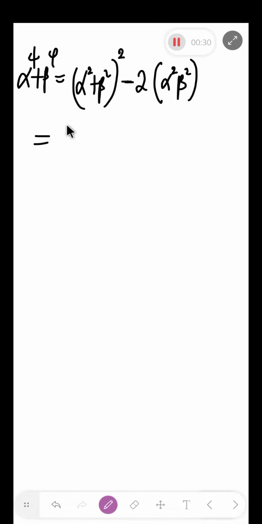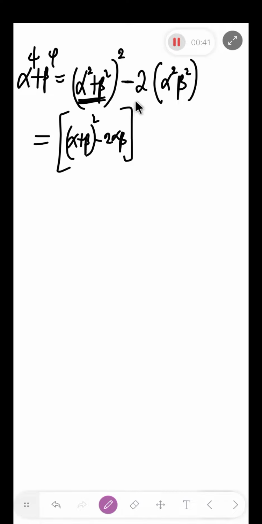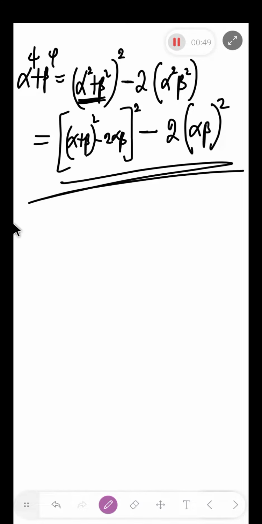So whatever you have left now is just, you remember that we have actually solved this before. This one was alpha plus beta all squared, minus 2 alpha beta, then all raised to the power of 2. This is 2. Then this implies that you have alpha beta in the bracket and you square it. So that's how it works.